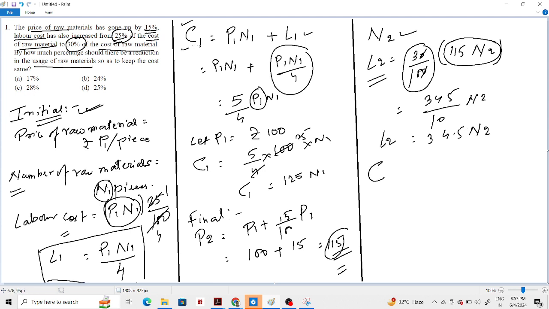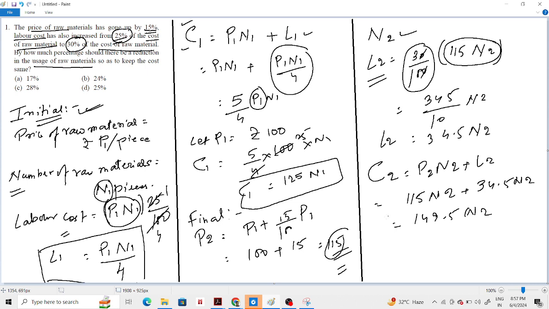Now it's time for me to find out C2, the total cost. So what is C2? P2 N2 plus L2. P2 N2 is 115 into N2 as it is. L2 is 34.5 N2. So that is going to give me 149.5 N2. Okay. So C1 is this and C2 is this.